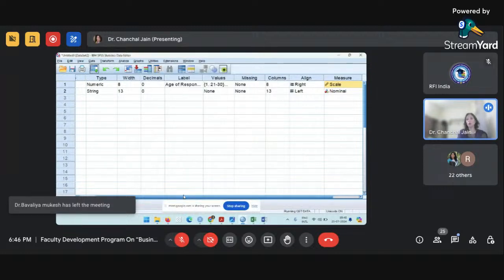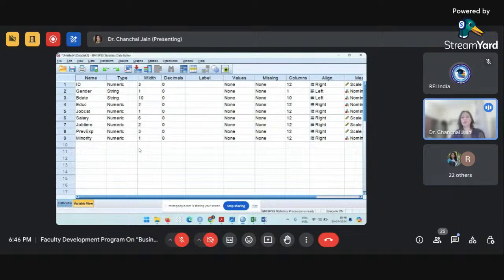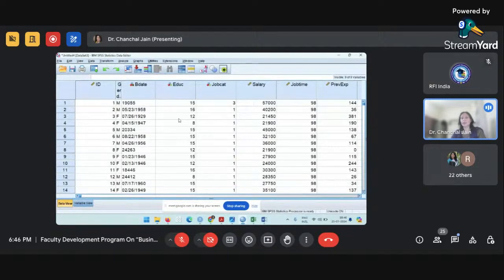Once you click on the OK button, in a few seconds you would be able to see the data. As I told you, if you are importing your data into SPSS, you do not need to define the names of your variables. Whatever names were defined in your Excel or source file will be taken directly into SPSS. If you want to make any changes, editing is permissible. So that way you can see the data view. This is the data available for you. I hope it is clear to everyone.